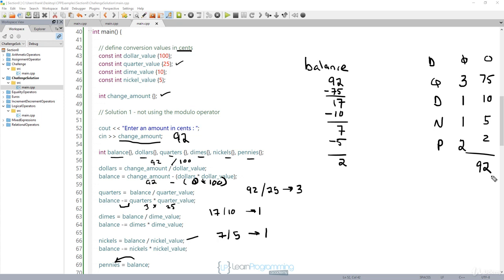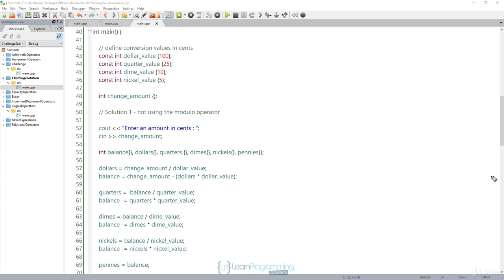We'll do it really quickly with another example here. Let's say we wanted to use something like 267. So let me clear this, and I'll go through this one really quickly this time. So let's say 267 is the amount that the user entered. Okay, so here, how many dollars? Well, 267 divided by 100, right?